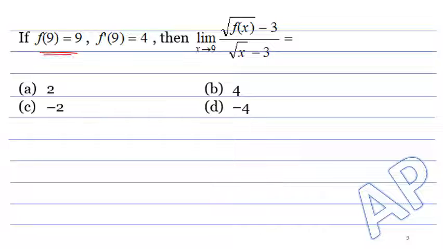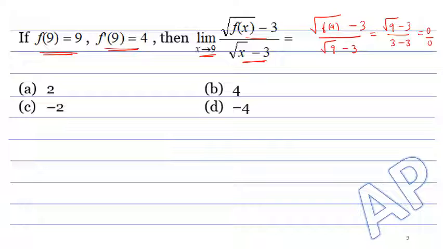If f of 9 is equal to 9 and f dash of 9 is equal to 4, then limit as x tends to 9 of root of f of x minus 3 by root x minus 3 is the value of the limit which we are supposed to find. Now if you apply the limit directly, you will get root of f of 9 minus 3 divided by root of 9 minus 3. Root of f of 9 is root 9, so 3 minus 3 by 3 minus 3 which is equal to 0 by 0.